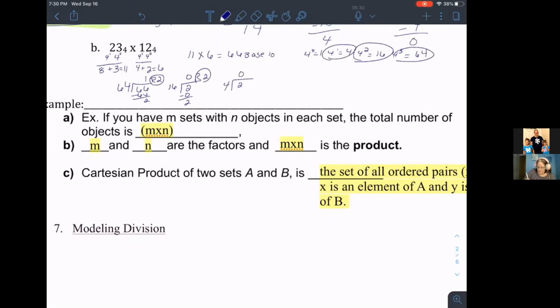Still can't do it. A remainder of 2. Take that 2. Now we're going to divide it by the 1. So 2 divided by 1 is 2. Remainder 0. So that means our answer is 1002 base 4. So 23 base 4 times 12 base 4 is equal to 1002 base 4. Okay.